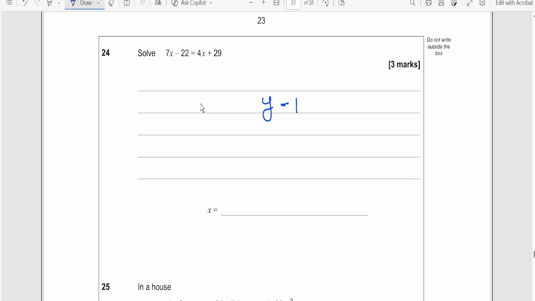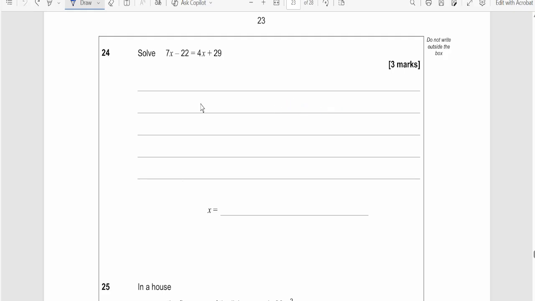Let's say you have y minus 10 is equal to 30. Find y. Oh, y equals 10 plus 30. Is it 40? Yes, it is 40. Good.